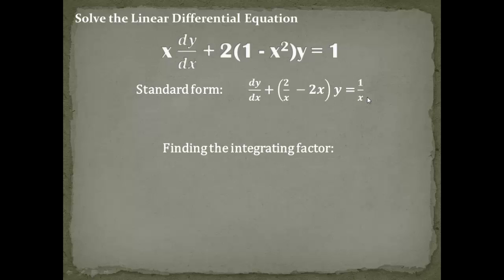In solving a linear differential equation, we need to find the integrating factor, which we denote as v. Now we have v is equal to e to the integral of 2 over x minus 2x, which is this part of this equation, dx. Evaluating the integral, we have v is equal to e to the 2 ln of x minus x squared, and simplifying it furthermore, we have v is equal to x squared times e to the negative x squared.